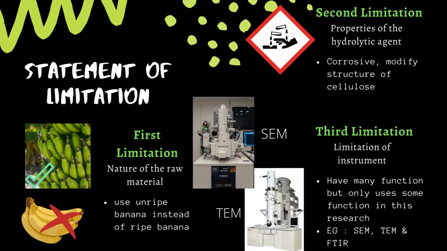The third limitation in this research is the limitation of instruments. All the instruments have many functions, but we will only be using some of their functions in this research. For example, the scanning electron microscope and transmission electron microscope will be used to confirm the presence of cellulose. FTIR can detect a lot of functional groups, but in this research, we only use it to find certain functional groups such as the carbonyl group, which has a chemical shift of 1730 per centimeter, and the aromatic ring at 1500 to 1600 per centimeter.